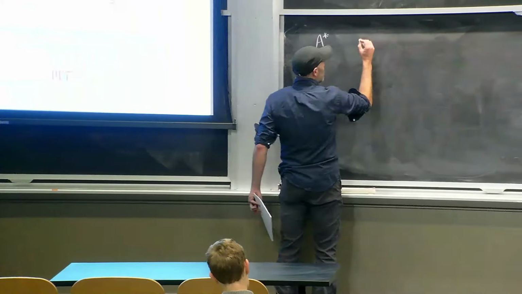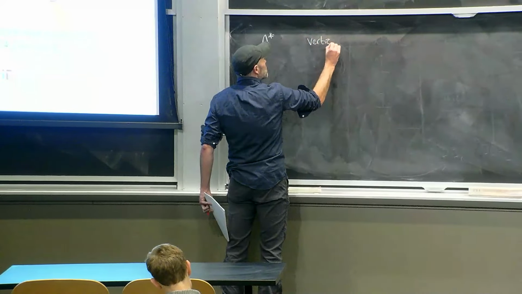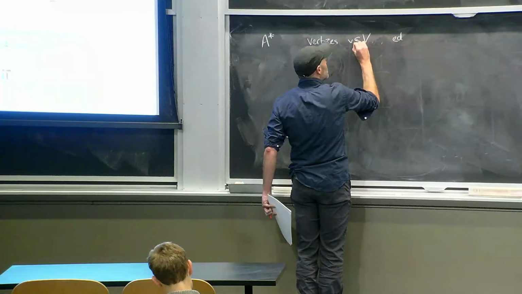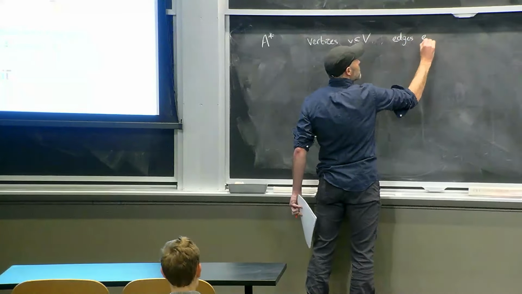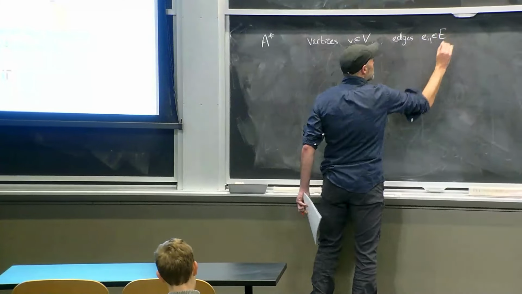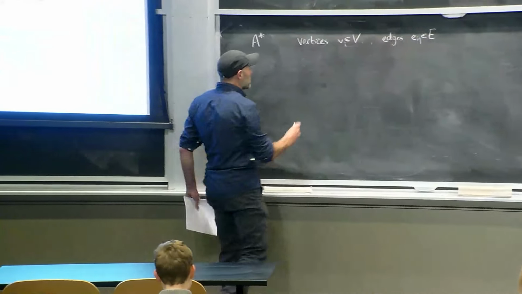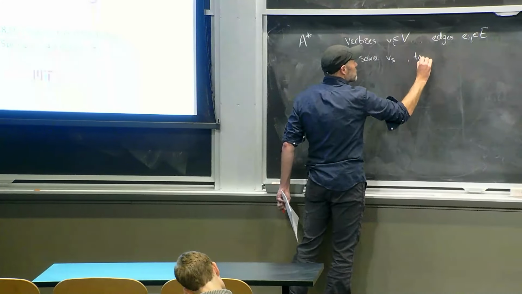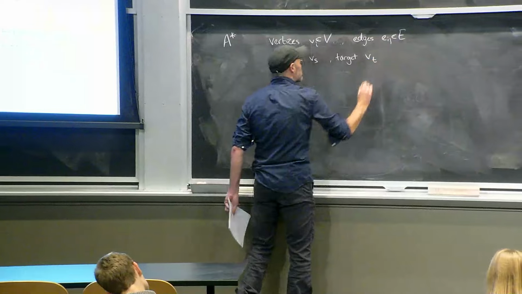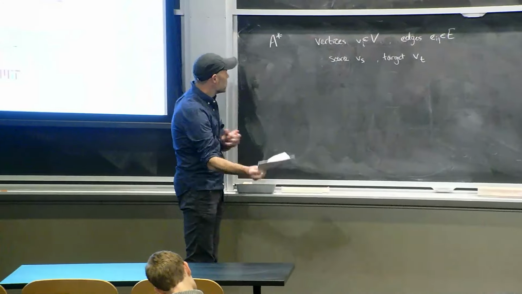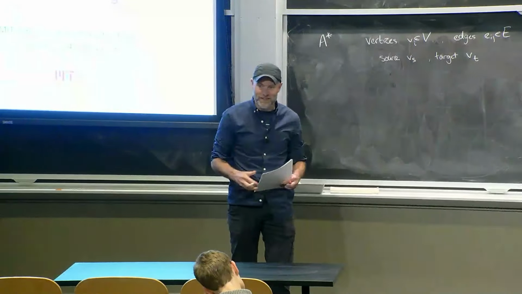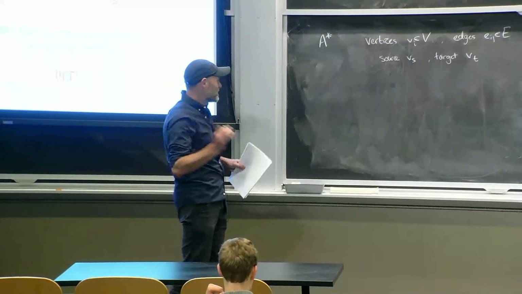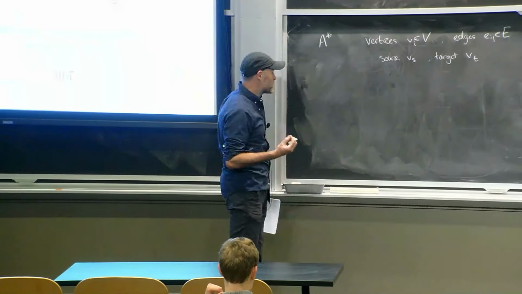So let me define a graph with vertices V, and edges E_ij in E. I'll call the source V_source and the target V_target. And then the extra information that you bring into A-star, which tells you that you could actually escape from visiting a bunch of states, is this optimal heuristic.